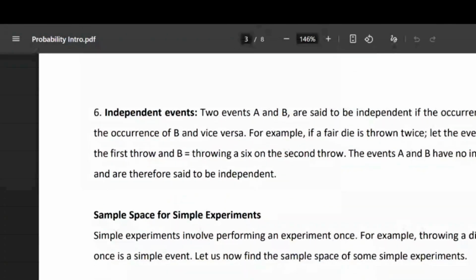Independent events. If you have 2 events A and B such that the occurrence of A or the non-occurrence of A does not affect B, the occurrence of A or non-occurrence of A will not affect the probability of B, we say that the event A is independent of the event B. It means they don't affect each other. Let me use a practical example to explain.